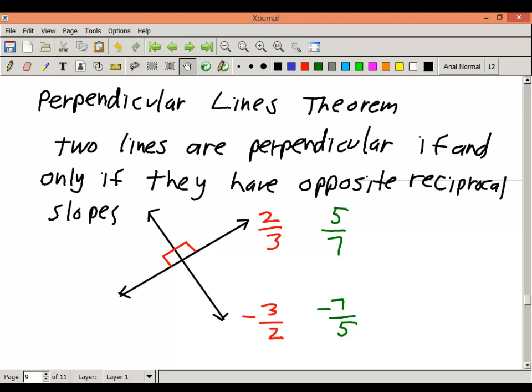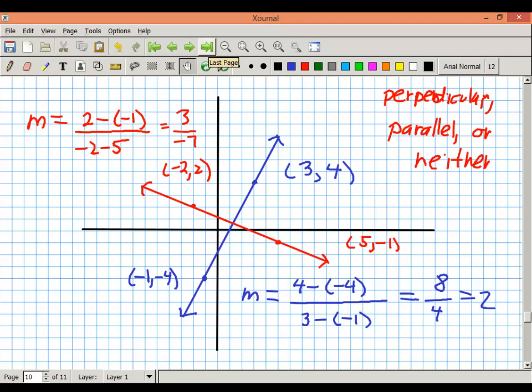Okay, so those are a couple theorems that we need to know in our work this year. Okay, I have one more example. So I'm going to throw this question out to you. You see 2 lines there. One is blue, one is red. My question is, are these 2 lines parallel, perpendicular, or neither?